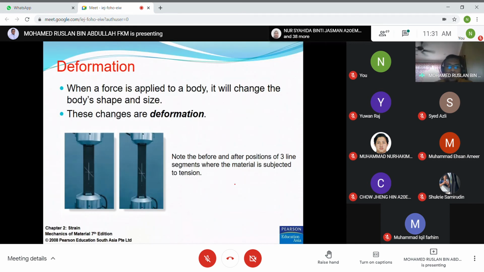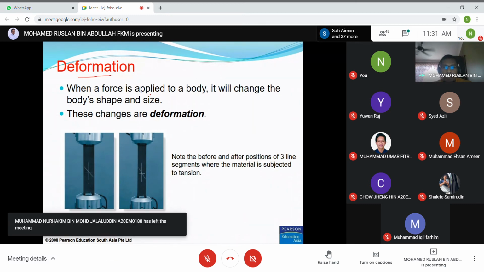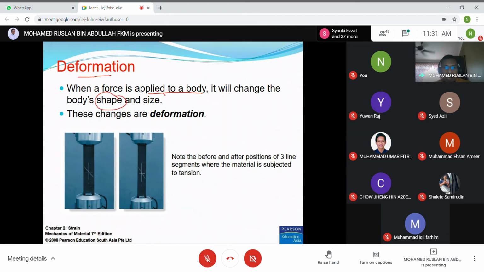So we go to the first topic, deformation. When a force is applied to a body, it will change the body's shape and size. Maybe the size becomes smaller or larger. The shape may change from circular to maybe oval, or from square to rectangular. So these changes in shape and size are deformation.